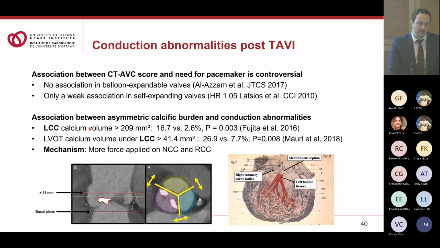And the studies have really looked at calcification and found a link with calcification of the left coronary cusp. So that's quite interesting because the left coronary cusp is opposite to where the conduction system is located within the ventricle. So it's thought that the calcification on the contralateral side will apply more force on the non-coronary cusp and the right coronary cusp, and that is the location where the left bundle is traversing on the surface of the membranous septum, just on the ventricular aspect of the membranous septum. So that has been linked there. So there is some data for asymmetric burden.